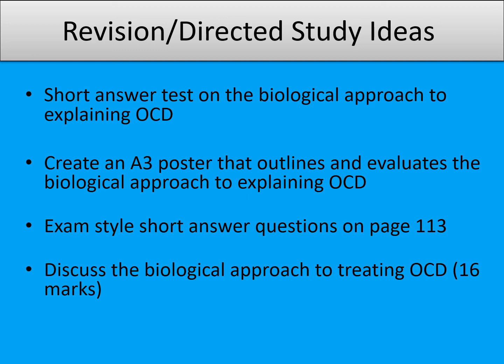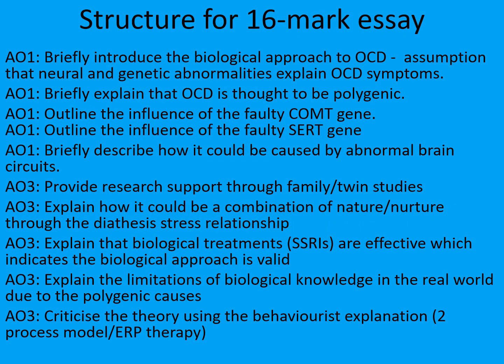The weighting of the marks are that you've got 6 marks worth of AO1, so you've only got 6 marks to describe the theory of the biological explanation, and then you've got 10 marks of evaluation. So it's tempting to think, oh, I know all about this, and explain everything in great detail in why people have OCD according to the biological approach. But remember, you've only got 6 marks. You've got to allow yourself time for the 10 marks worth of evaluation.